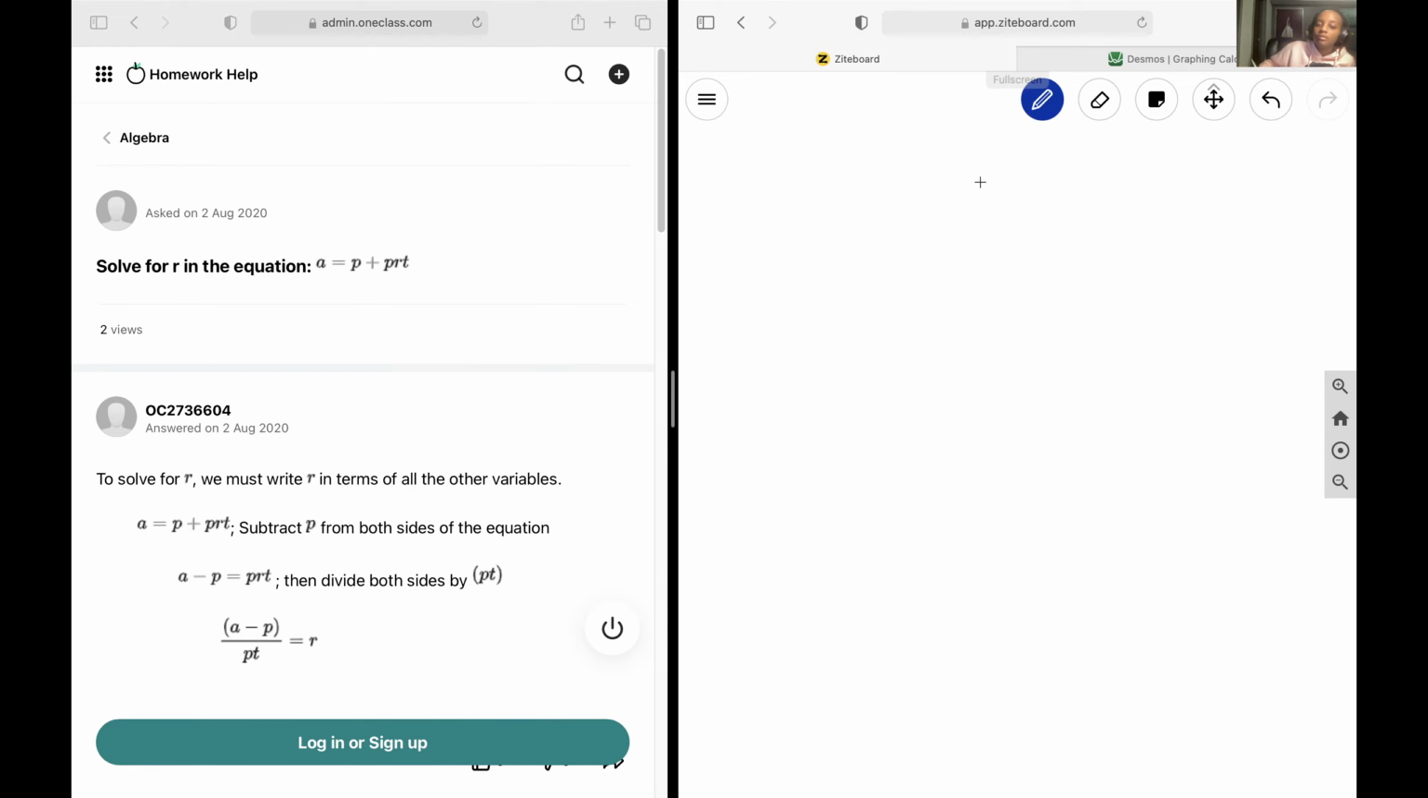Okay, next up, we want to solve for r. So A is equal to P plus P r t. We can do this in two ways. We can decide to subtract P from both sides. So these two will cancel, and we get A minus P is equal to P r t. Next up, you divide out the P and t, and we get r is equal to A minus P over P t.